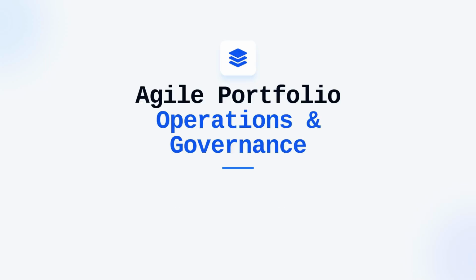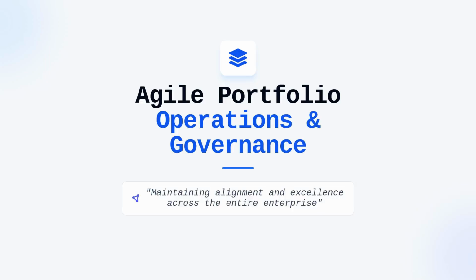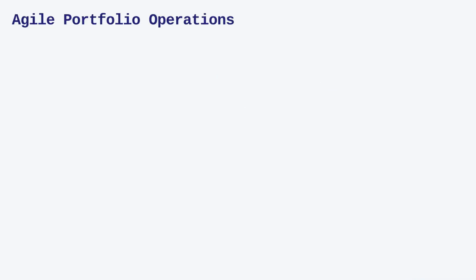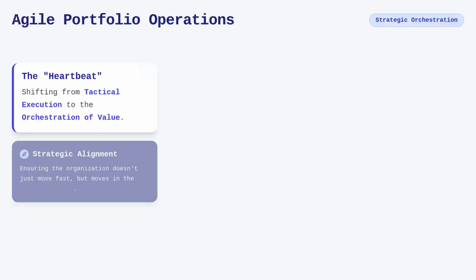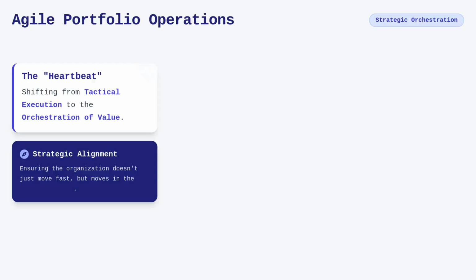Welcome to this deep dive into Agile portfolio operations and governance, where we will examine how to maintain alignment and excellence across the entire enterprise. When we shift our focus to the portfolio level, we are essentially moving from purely tactical execution to a broader orchestration of value. Agile portfolio operations functions as the heartbeat that keeps multiple value streams aligned with the overall enterprise strategy, ensuring that the organization does not simply move fast, but moves in the right direction.